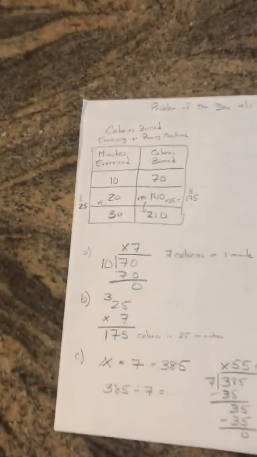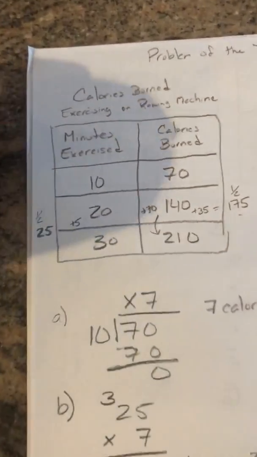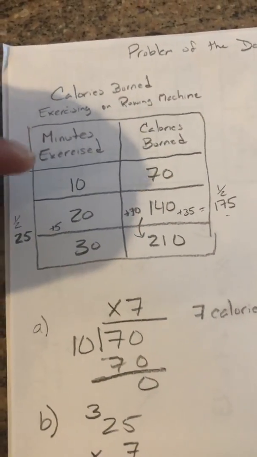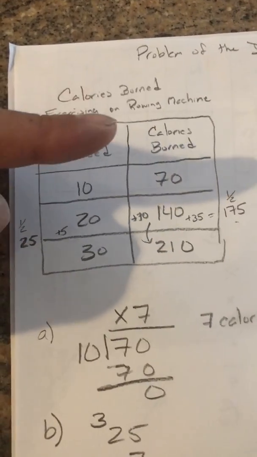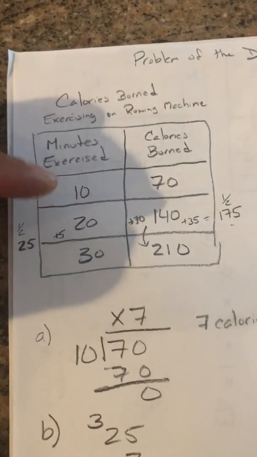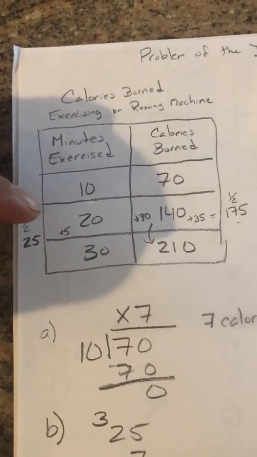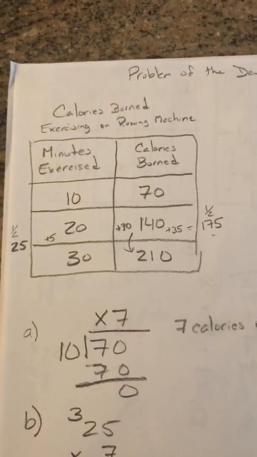So here are the solutions. So up top, I just rewrote the chart. So again, on one side we have minutes exercised, so that's our x coordinate. Okay, and over here on the other side we have calories burned. So again, when she exercises 10 minutes, she burns 70. 20 minutes, she burns 140 calories. 30 minutes, she burns 210 calories.